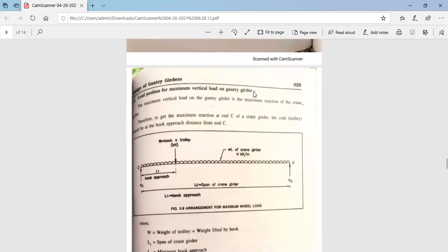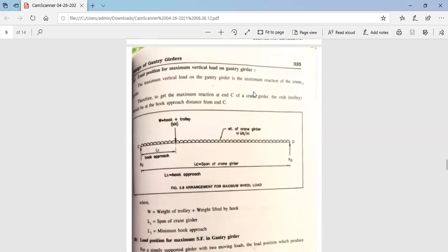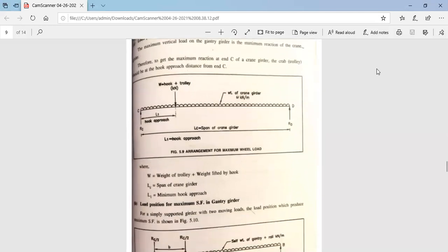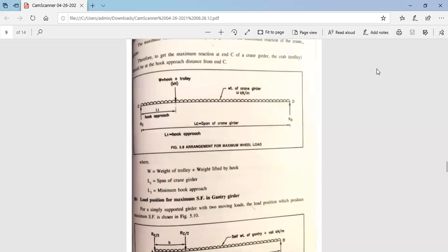The maximum vertical load on the gantry girder is the maximum reaction of the crane girder. Therefore, to get the maximum reaction at the end C of the crane girder, the crab should be at the hook approach distance from the end C, as you can see in this figure. W is equal to weight of trolley plus weight lifted by the hook, LC is the span of the crane girder, and L1 is the minimum hook approach.